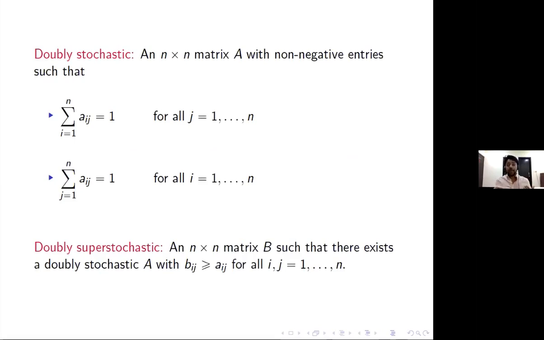Given an n cross n matrix A with non-negative entries, we say that it's a doubly stochastic matrix if all of its row sums and all of its column sums are equal to 1. And we say that an n cross n matrix B is a doubly superstochastic matrix if there exists a doubly stochastic matrix A such that B is greater than or equal to A entry-wise, meaning Bij is greater than or equal to Aij for all i, j from 1 to n.